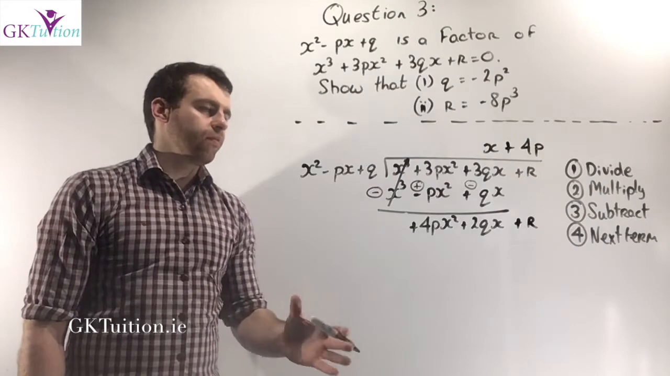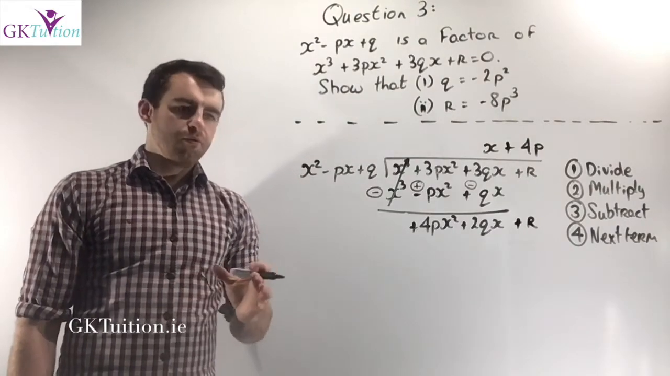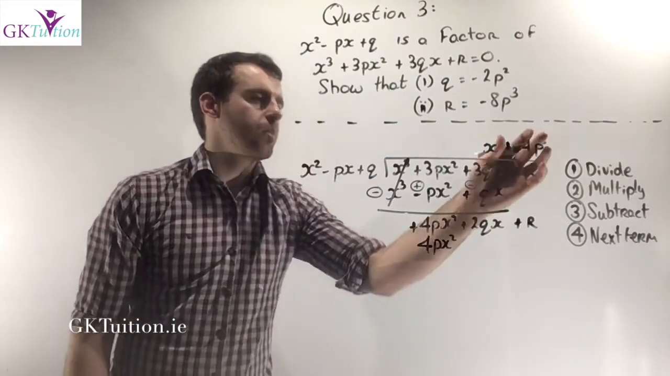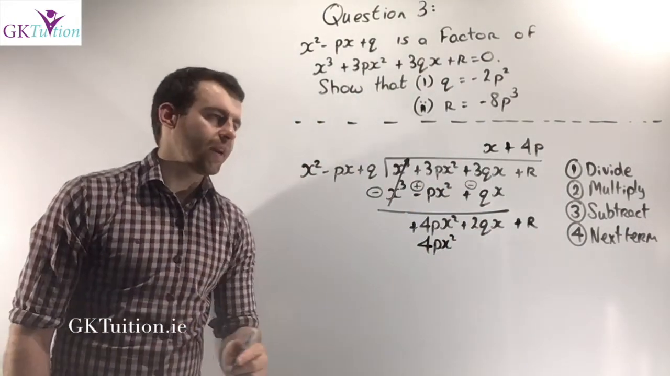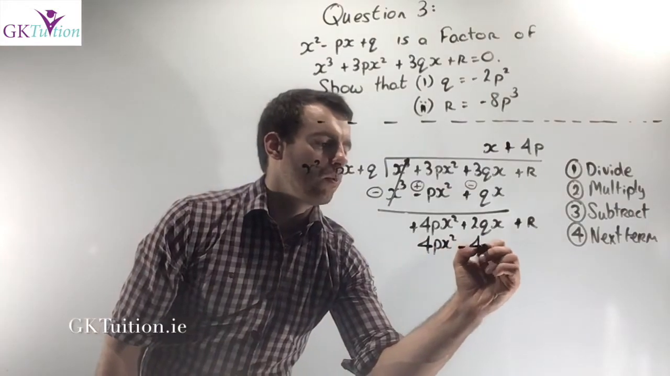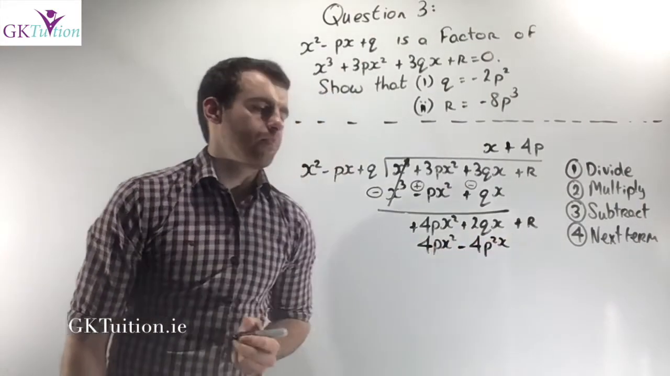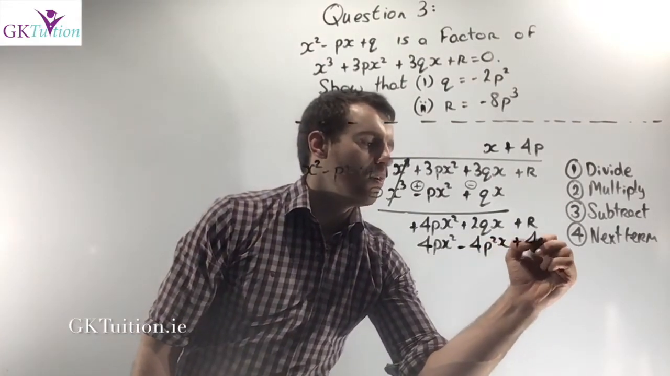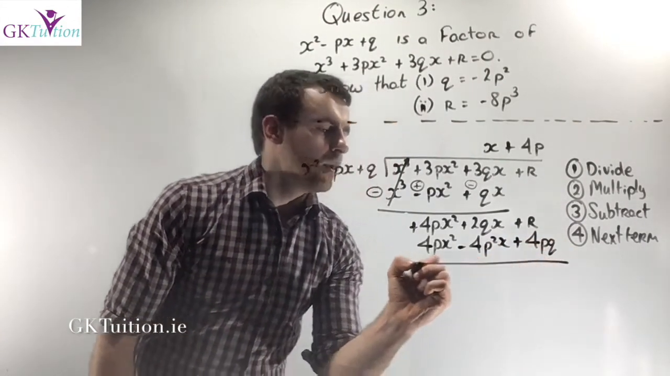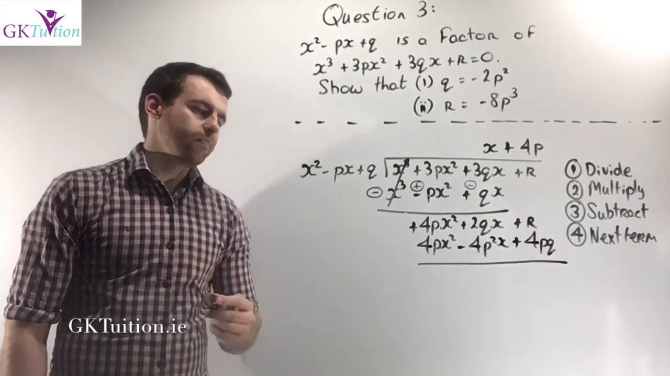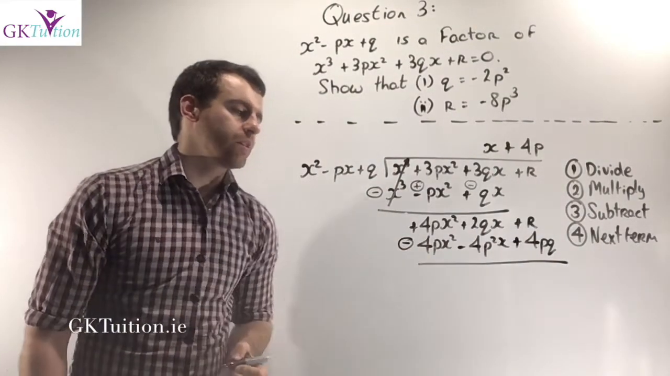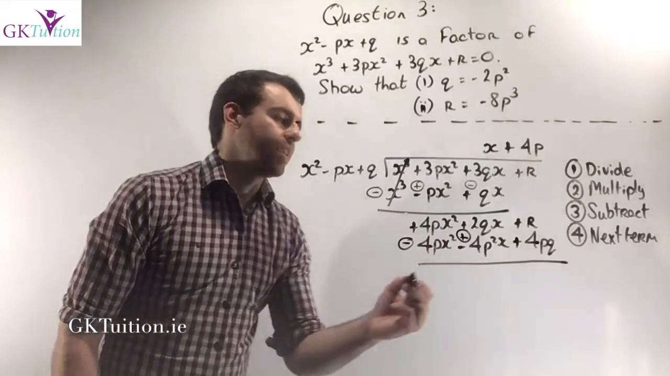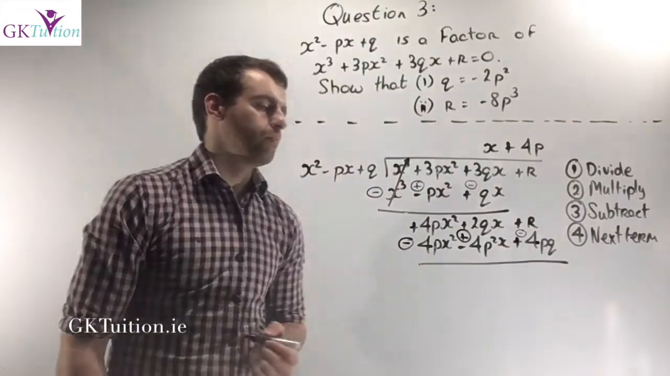I'm now going to multiply 4p by these three terms. 4p times x squared is going to give me 4px squared. 4p times minus px gives me minus 4p squared x. While 4p times q is going to leave me with plus 4pq. I'm now going to change my signs and subtract, which means I get a minus 4px squared, I get a plus 4p squared x, and I get a minus 4pq.